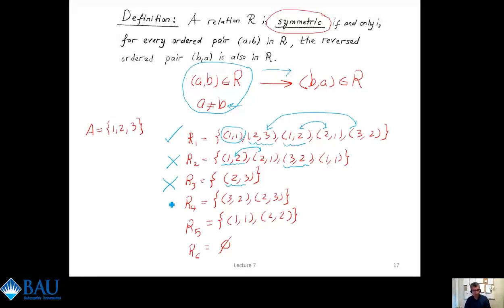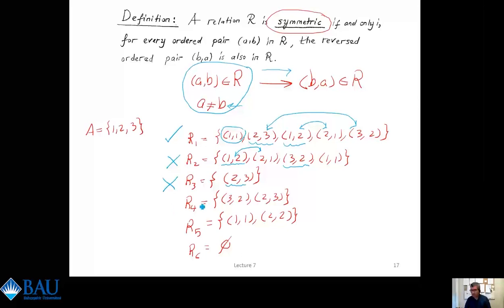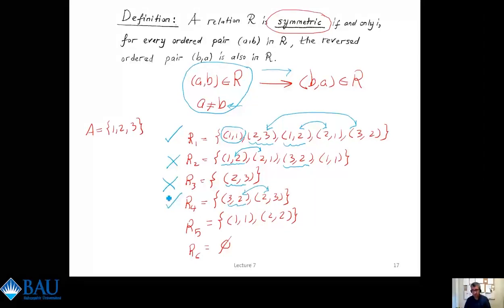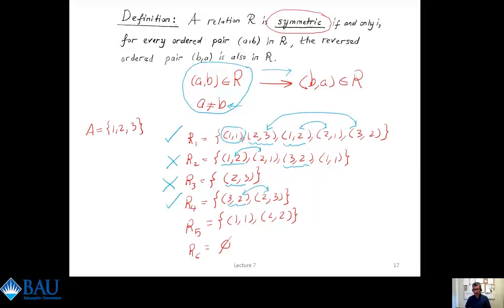I think no. Okay, no. R4. We have a 3, 2, and also we have a 2, 3. Good. R5. What do you think about the R5?